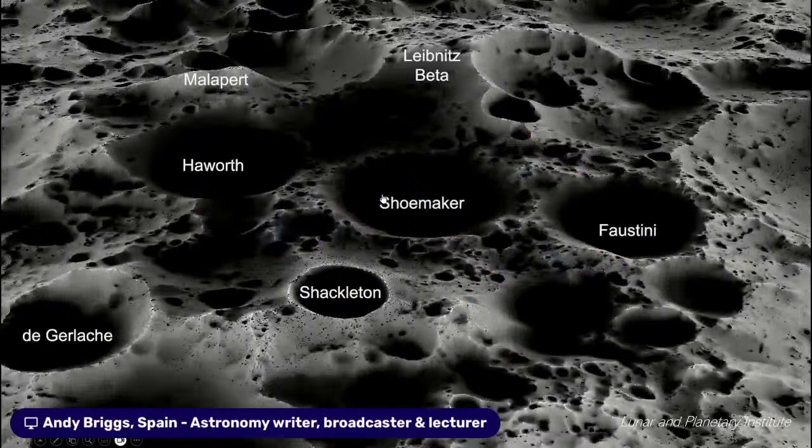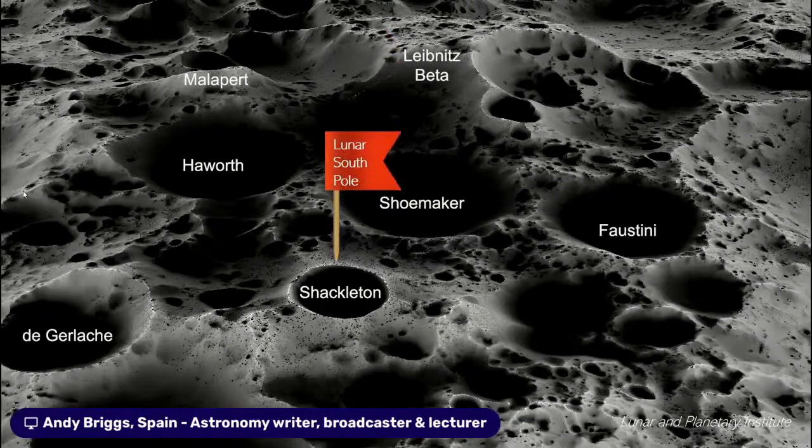Now, the actual lunar South Pole is in a very not obvious position. This is looking at the area of the lunar South Pole, and the lunar South Pole is actually exactly here on the rim of a crater called Shackleton, named after Ernest Shackleton, of course, the famous British explorer. Literally on the rim of the crater. The Shackleton crater is 21 kilometers wide by 4.7 kilometers deep.